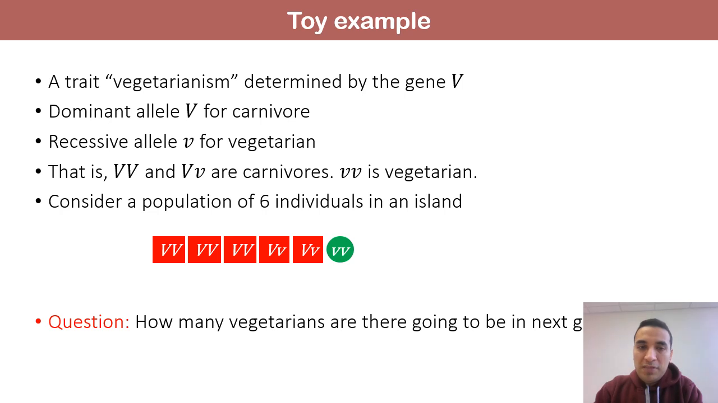Can we know? What can you tell me about it? Well, not much really, because it depends on a lot of factors, including how many offspring they are going to have. So we cannot really tell how many vegetarians they are going to have in the next generation. But what we can do is tell what proportion of these individuals are going to be vegetarians in the next generation.